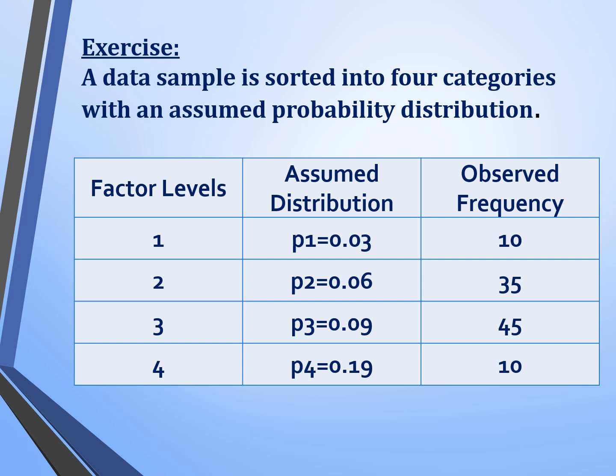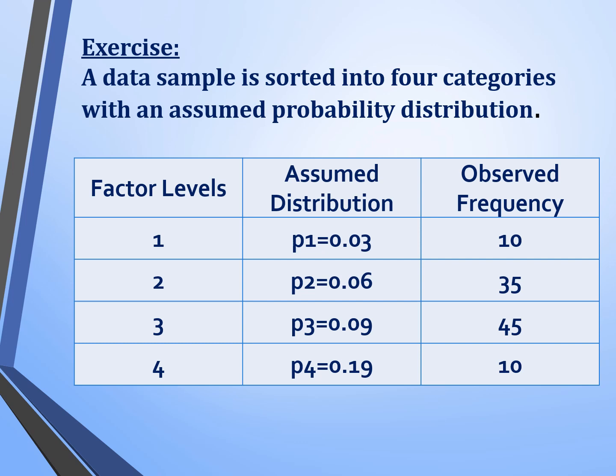This slide shows an example of goodness of fit test. As you can see, the following table shows data samples sorted into 4 categories with an assumed probability distribution. So the first column shows the factor or the variable levels. Here they are 4 variables, for example, educational status, social class, hair color, marital status. Then the second column shows the assumed probability or proportion distribution. The third column shows the observed frequencies.